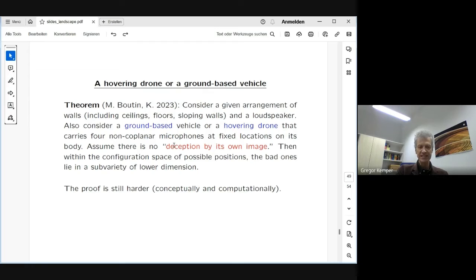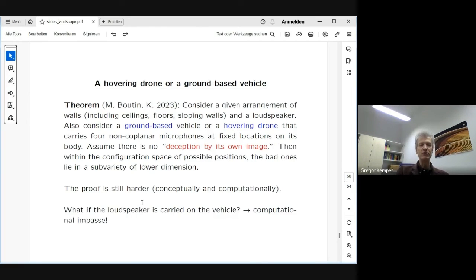So it's just this situation where you have this phenomenon of deception by its own image. They are precisely the situations where the good positions do not contain a Zariski open closed subset. Okay, and the proof is still harder, as is to be expected. It's a bit counterintuitive, because you have less degrees of freedom, but still the proof is harder.